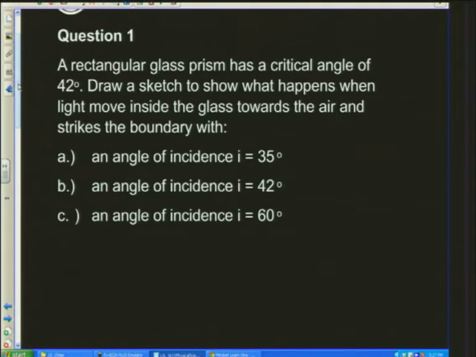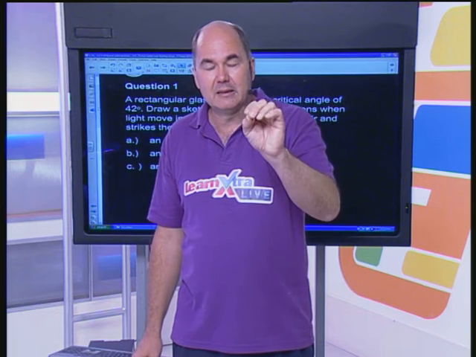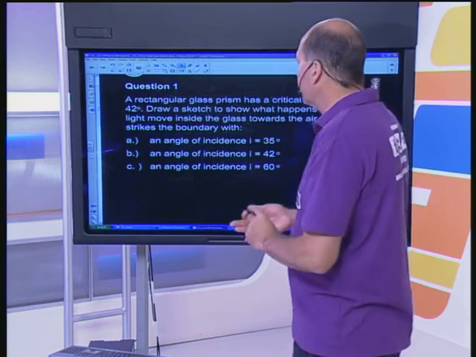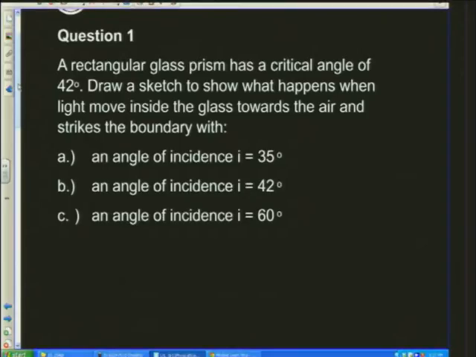So, here we go. We've got the following question. Question number 1. And just before I do question number 1, I want to remind you of something. Guys, please download the notes and work through them. Even after the show, if you didn't have them before the show, download the notes. Practice, practice, practice. Okay, here we go.